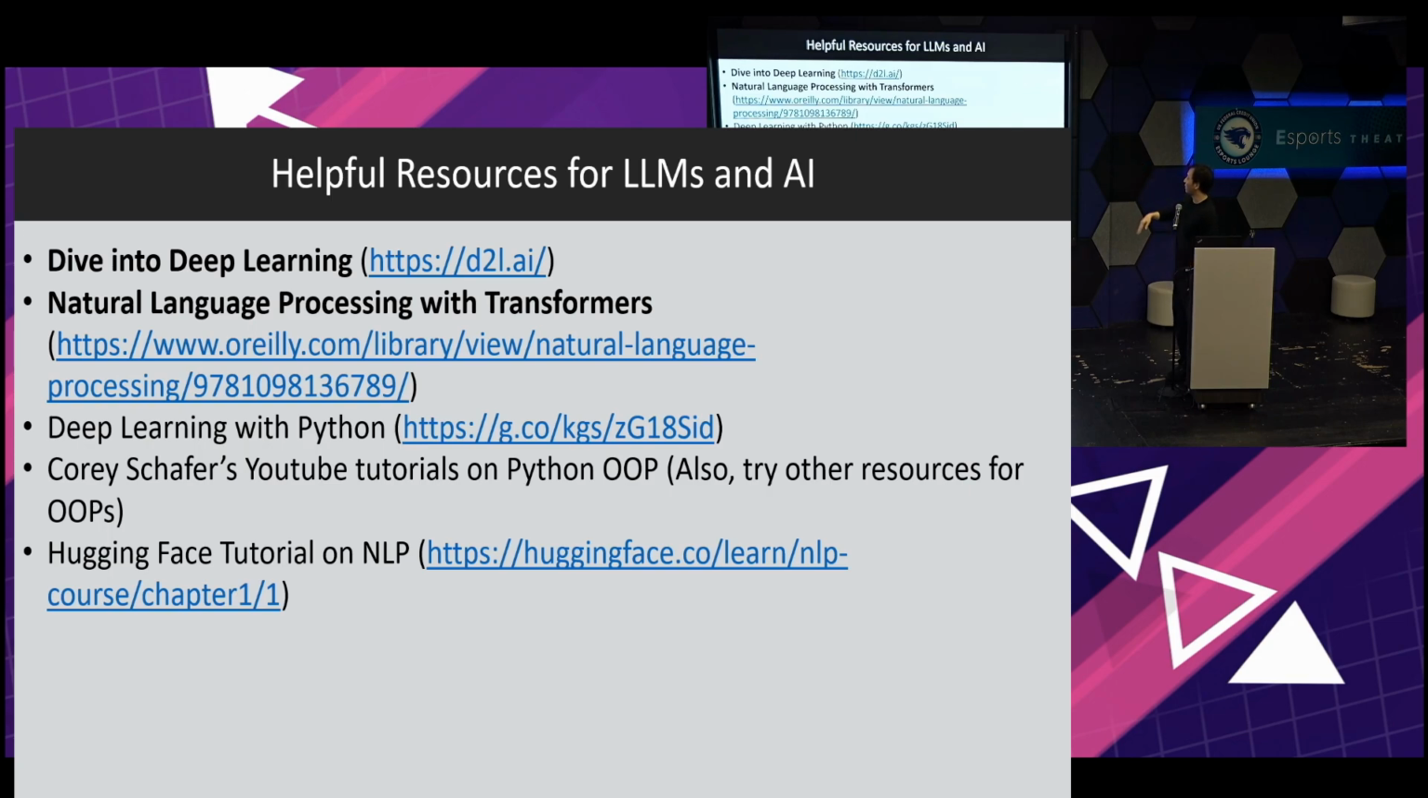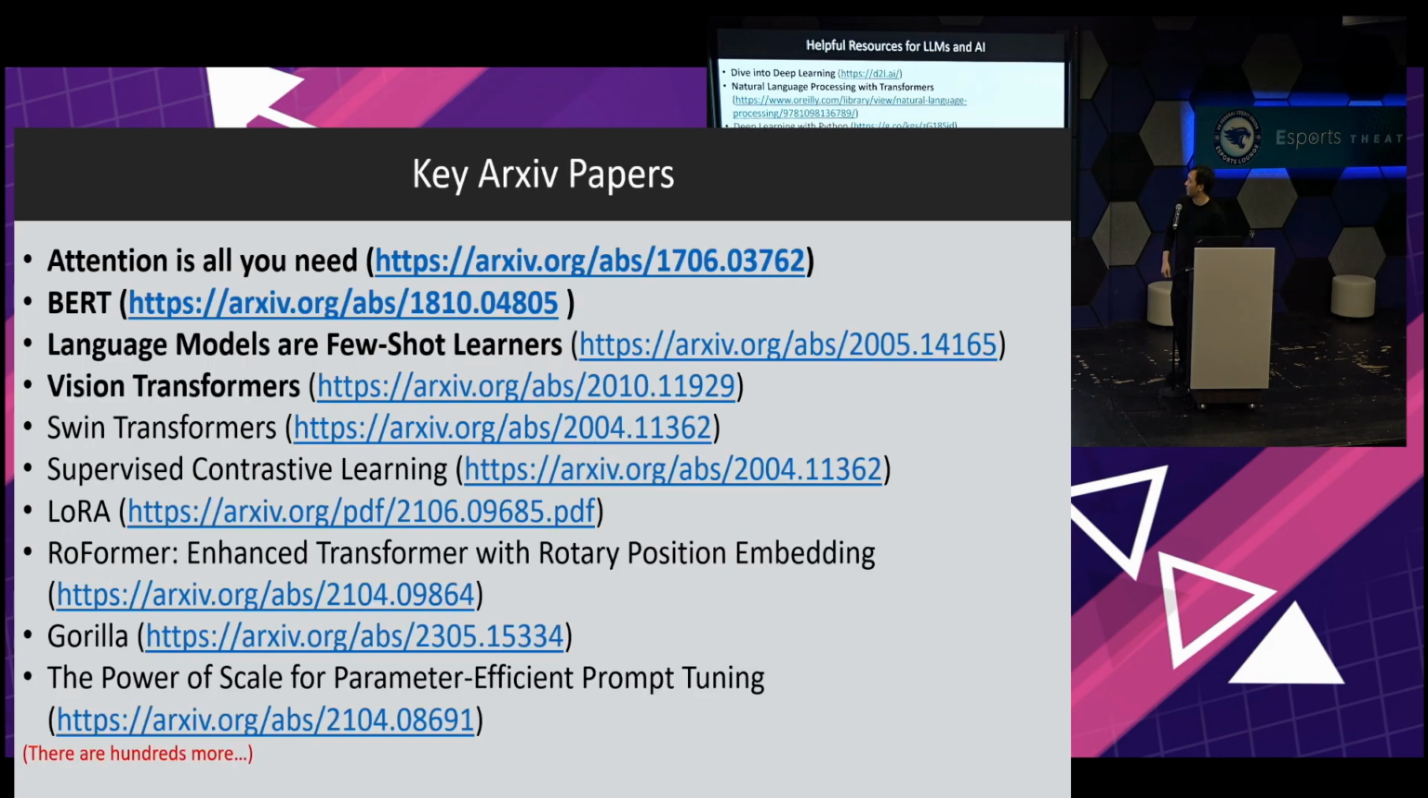And I just put the helpful resources for LLMs and AI. Those websites and resources are very helpful. And I really want to highlight the second one, Natural Language Processing with Transformers. That book is very useful. If you already know some deep learning, go check that second book out, because they really talk about a lot of stuff in detail.